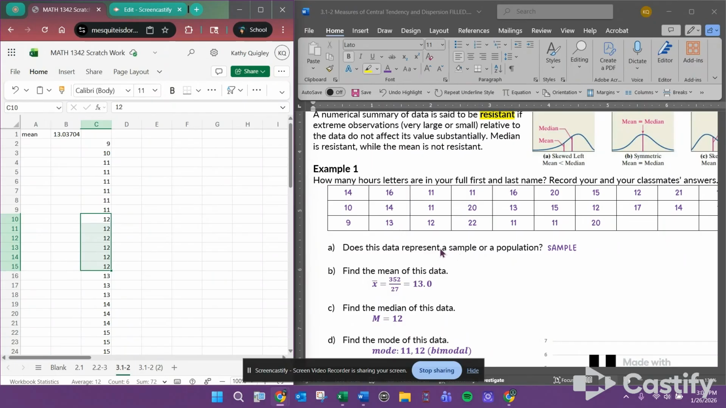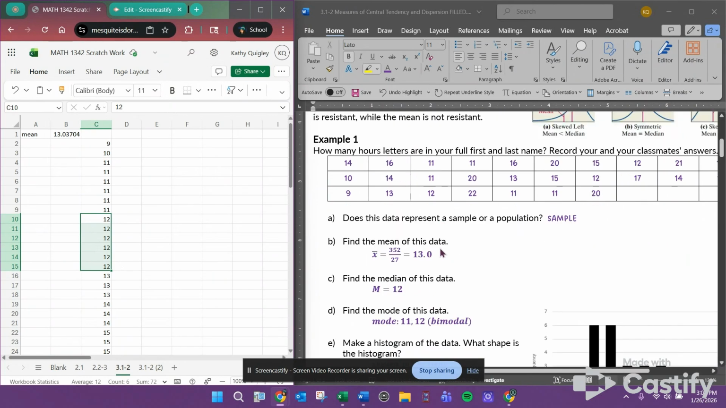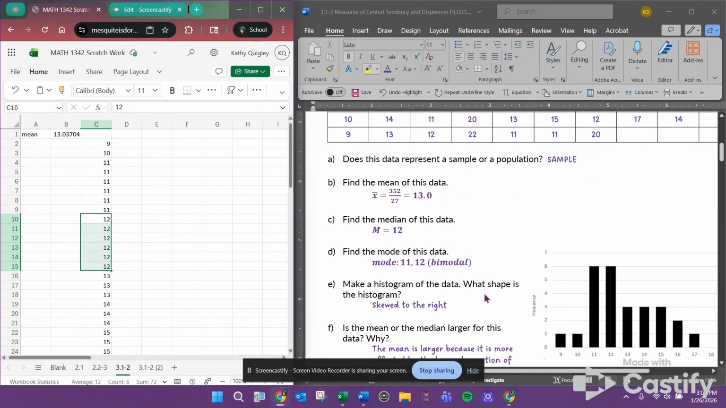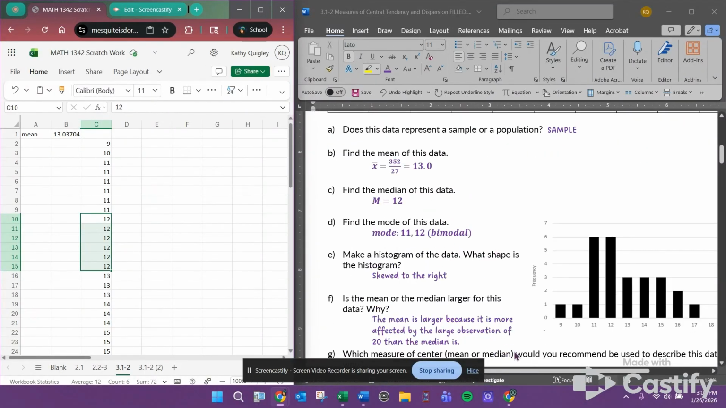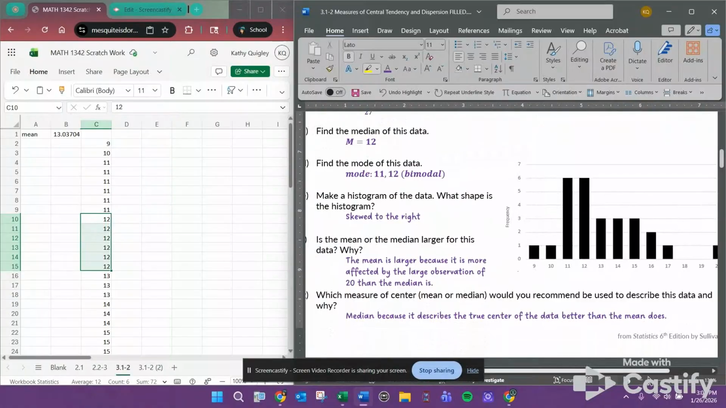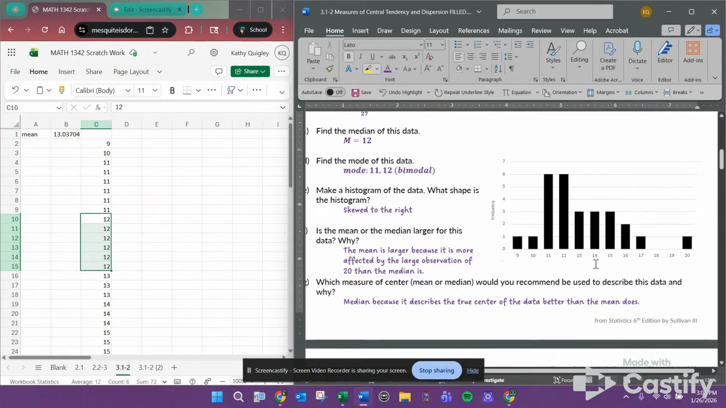Now, the next part asks you to draw a histogram and think about the shape of the histogram. Hopefully you remember how to do this. I'm not going to stop and think about it again because we've already talked in class about how to make these histograms, or really a column chart. But you can fill that in on your own. The next question asks, is the mean or median larger for this data and why?